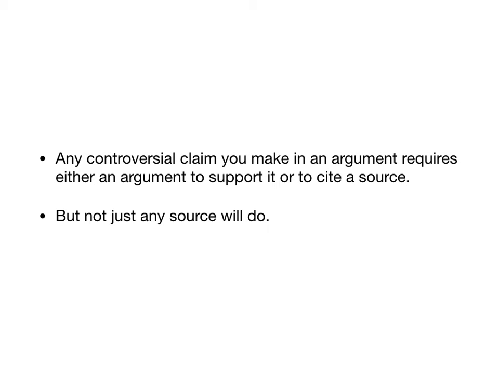So, any controversial claim you make in an argument requires either an argument to support it or that you cite a source, right? Sometimes this source will be an authority. We talked about how that works last lecture. But a lot of times it will be a news source, right? Someone who claims this or that happened or is happening, right? But not just any source will do.